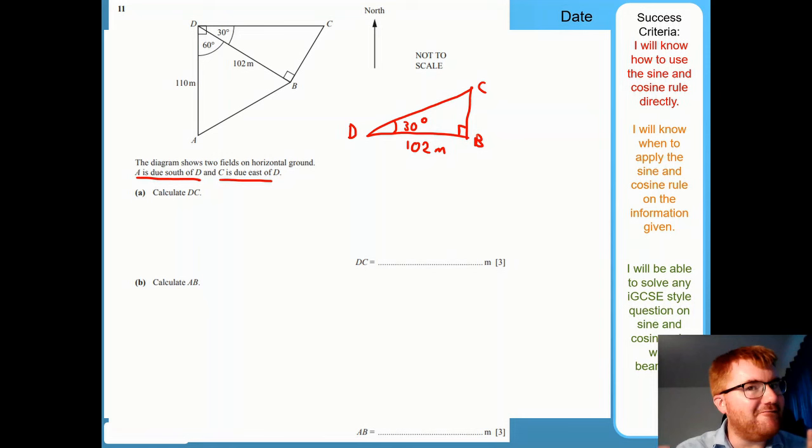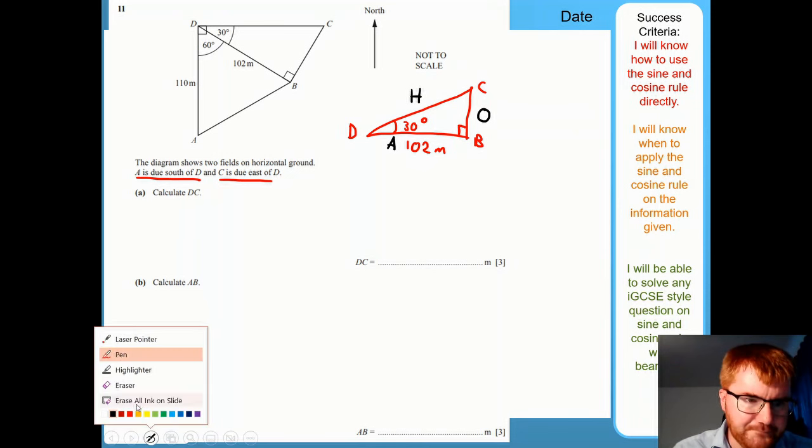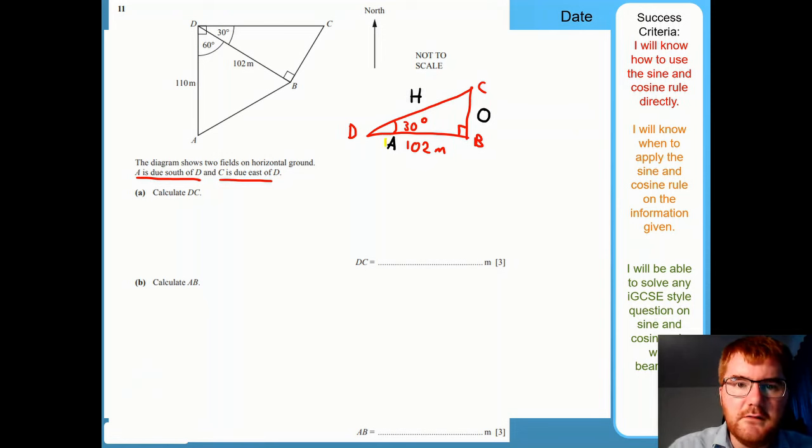As soon as we see a right angle triangle, you know it's time for SOHCAHTOA. In order to use SOHCAHTOA, first of all, I'm going to label my sides. The angle here is 30 degrees. This 102 is next to the angle, therefore the adjacent. Then this side BC is opposite the angle, so we label this as O. And finally, we have DC, which is what we're looking for, the hypotenuse. Notice in this particular situation, we know the adjacent side, so that's 102 meters. We're looking for the hypotenuse, so DC.